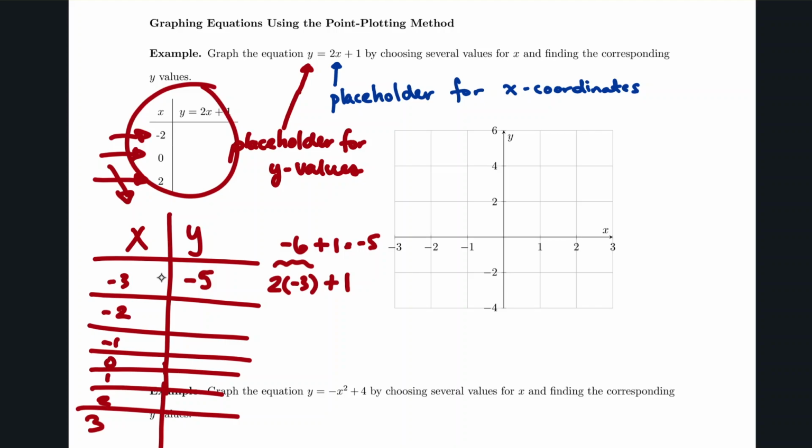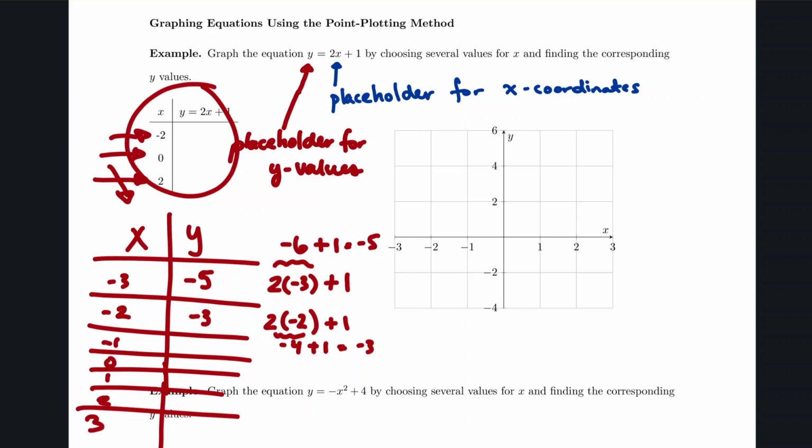Let's together do the next calculation for x is -2. So I'd take the x value of -2 and I plug it into this equation. Often, as you're getting used to it, I encourage you to write out the equation with the new value plugged in, 2 times -2 plus 1, and calculate from there. 2 times -2 in your calculator is -4, plus 1 is then -3.